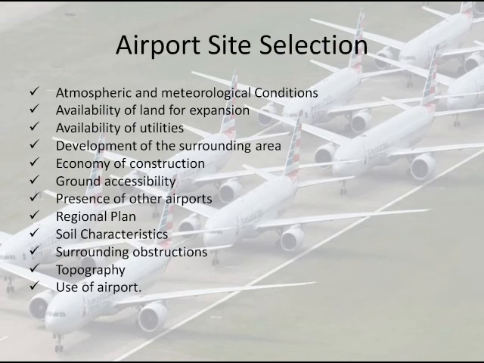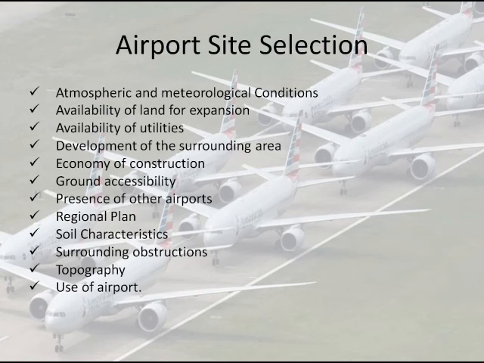The 11th point is topography. The topographical features like the ground contours, trees, streams, etc. should be studied while selecting the site for an airport. A raised ground like a hilltop is usually considered to be an ideal site for an airport because of the following facts. First one, it grants better visibility due to less fog. It permits easy natural drainage. The approach and turning zones are less obstructed.